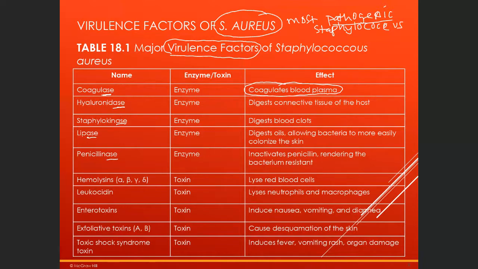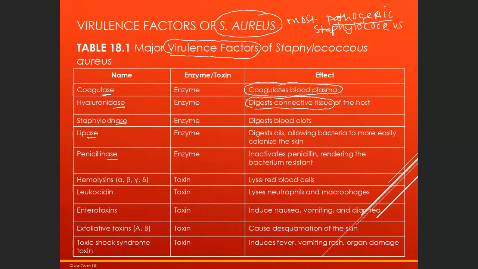And then hyaluronidase. This is the one that actually digests the connective tissue of the host. So this digests tissue under the skin, and breaks down that tissue. So it digests the connective tissue.